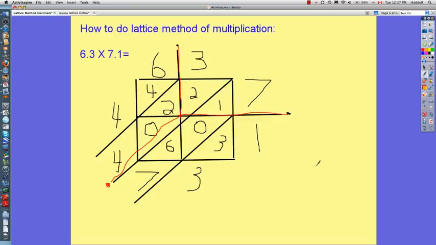Funny enough, I do use the lattice method now almost as much as I use the traditional method, because it's nice just multiplying single digit numbers. Anyway, hope that helps. That's lattice method.